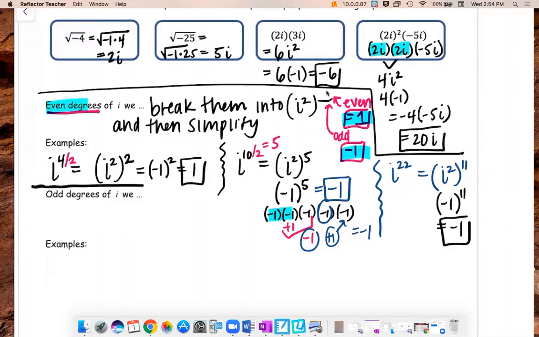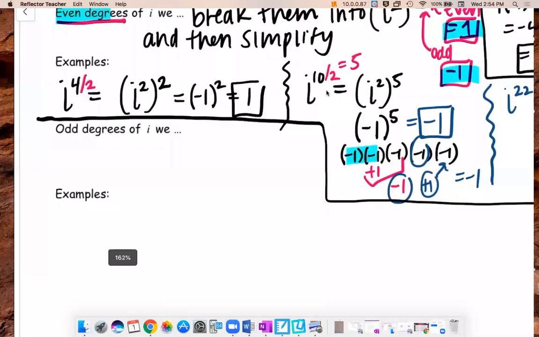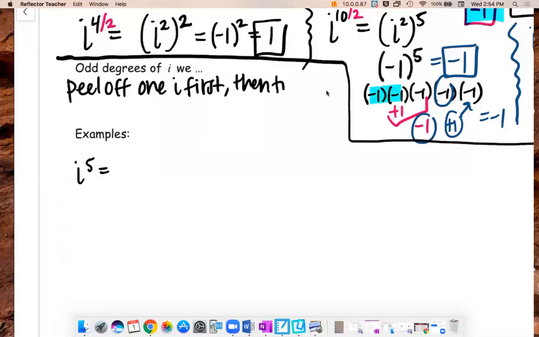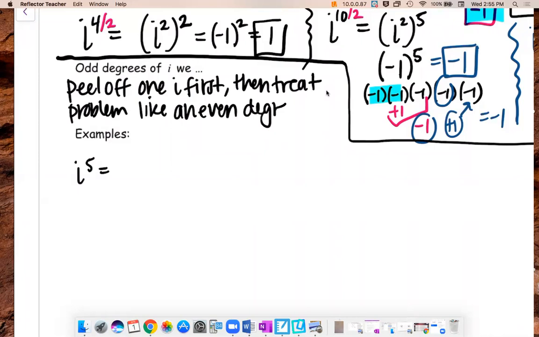Okay, then we're going to get into odd degrees, because it's possible for the imaginary unit to be raised to a higher degree that is odd. So let's do i to the 5th. What you do, or write the steps first, is you peel off one i first, and then treat the problem like an even degree above. Okay, so that's our step.